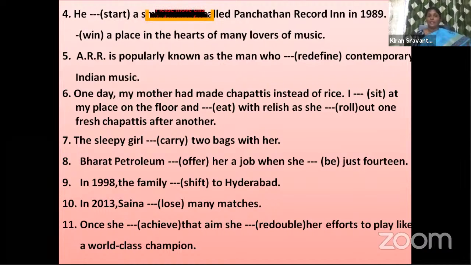In 1998, then again a sentence ending with a year. So in 1998, the family shifted to Hyderabad, all past completed actions. In 2013, Saina lost many matches, then again reference to a past action, with reference to a year. So once she achieved that aim, she redoubled her efforts to play like a world-class champion. So these are your textual exercises and these are your answers.